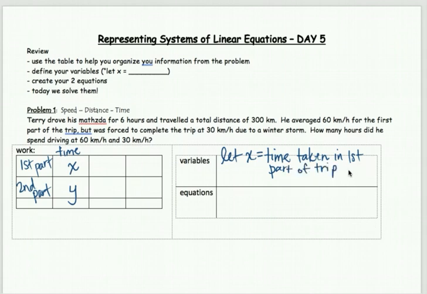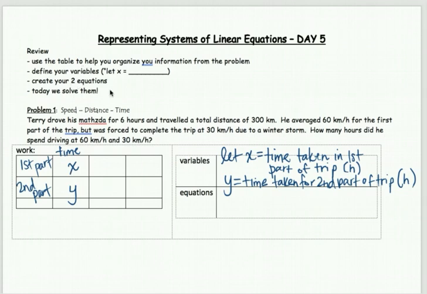Again, I caught a few of you writing just nickels, quarters, but not telling me what about the nickels and quarters, or what about the first and second part. So first part of the trip, second part of the trip. Just be more specific. Okay, time taken for the second part. And then don't forget your units, okay? Time has units of hours, so we need to specify that to get full marks.